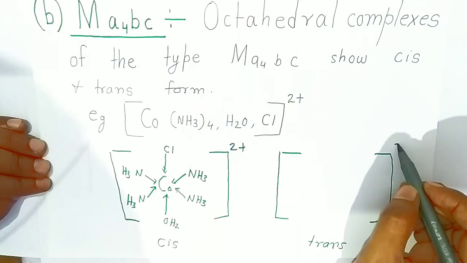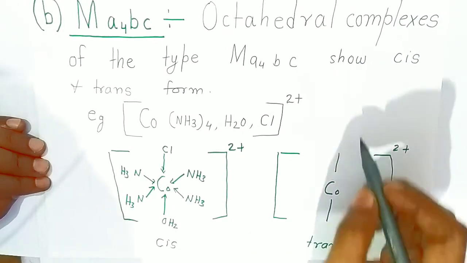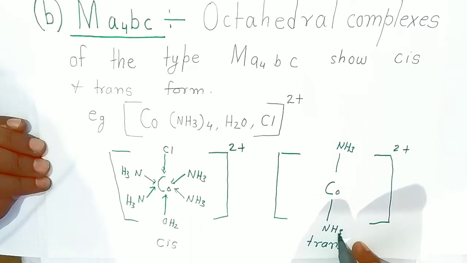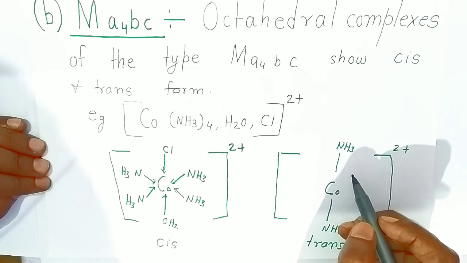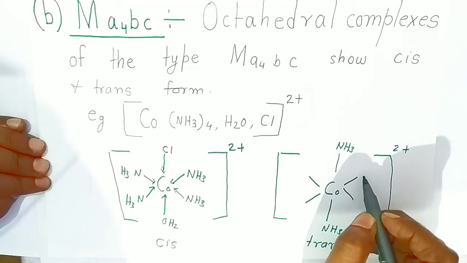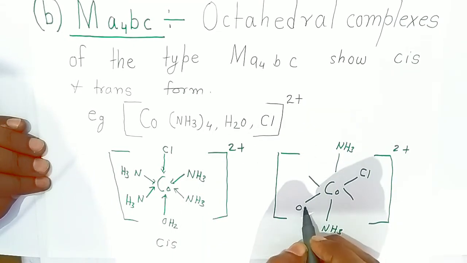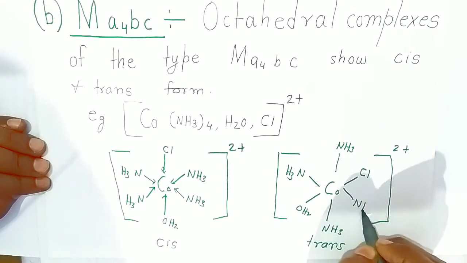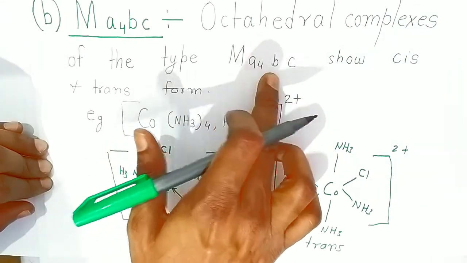Again this complex is 2 plus. Now cobalt will be at the center and this is the ammonia NH3 and here NH3, because you are writing trans. If the chloride is here, then H2O will be here, and this way you have to put the ammonia groups. This is the structure of the cis and trans forms of this octahedral complex of the type Ma4BC.